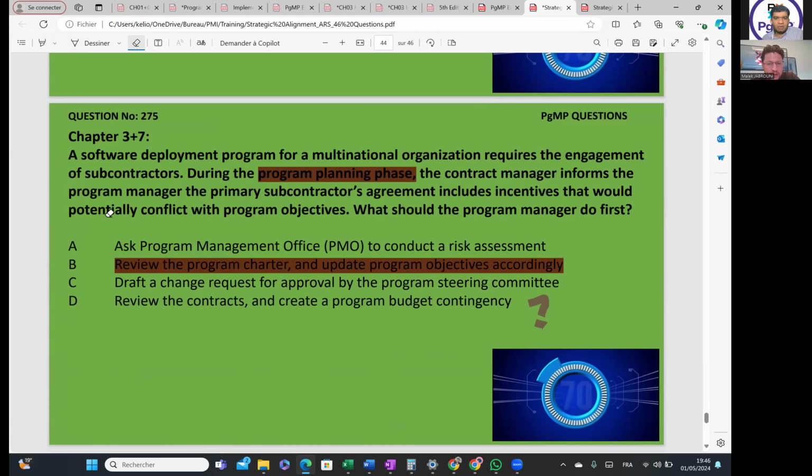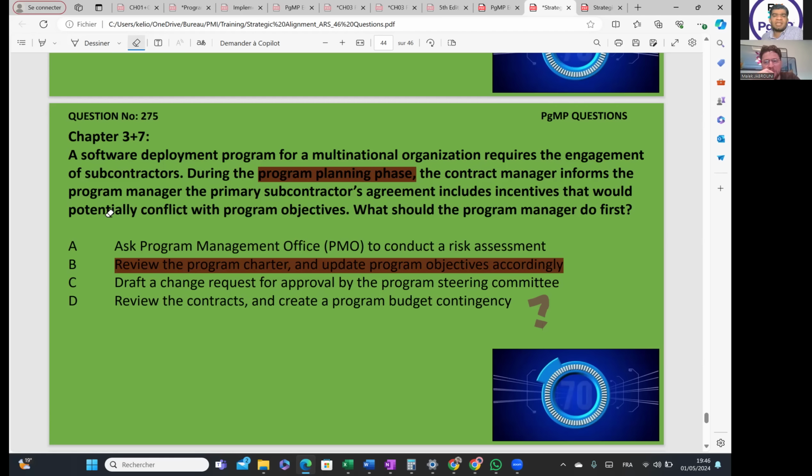During the planning subphase, the contract manager informs the program manager that primary subcontractor agreements include incentives that would potentially conflict with the program objective. What should the program manager do first? Review the charter and update the program objectives accordingly. Review the contracts and create program budget contingency.